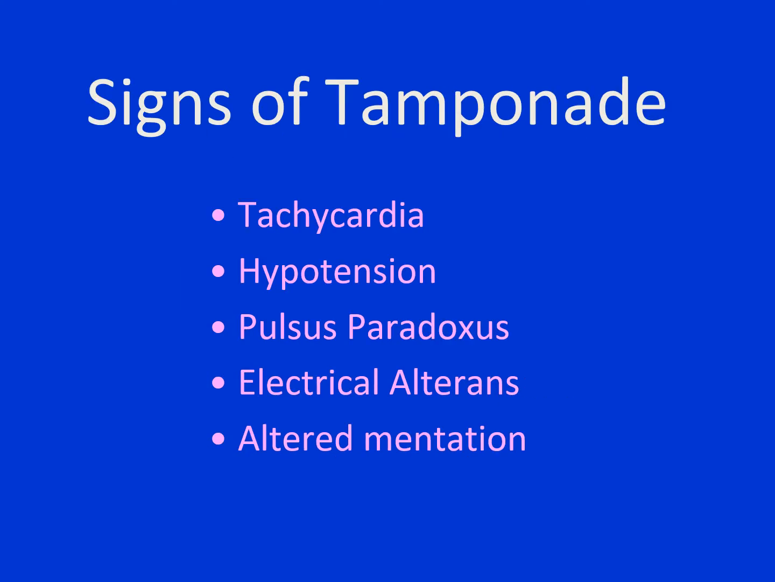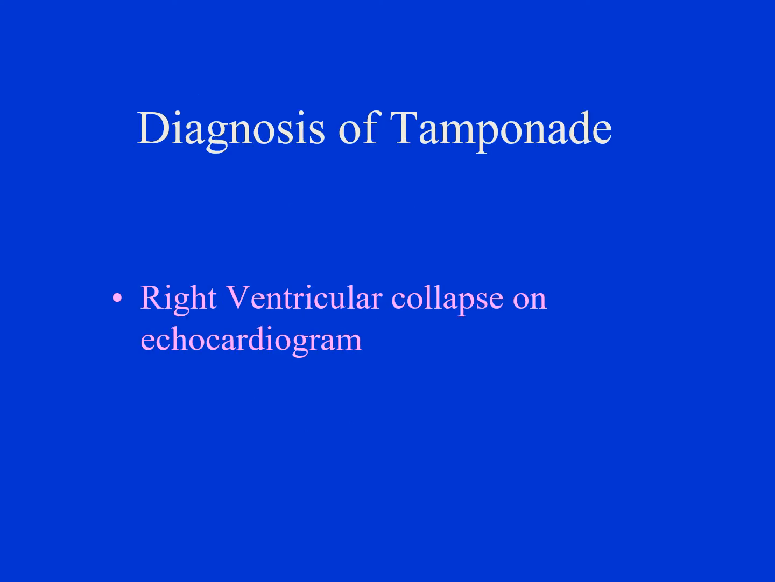The signs of tamponade are tachycardia, hypotension, pulsus paradoxus, which we almost never see anymore because we don't do manual blood pressures. There's a difference with inspiration of over 15% in the systolic blood pressure. Electrical alternans can be seen on the EKG, and altered mentation is a late sign of tamponade, and by the time you've gotten there, you really need to be active.